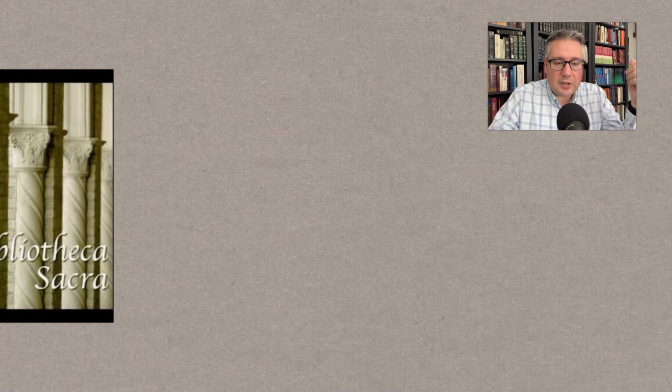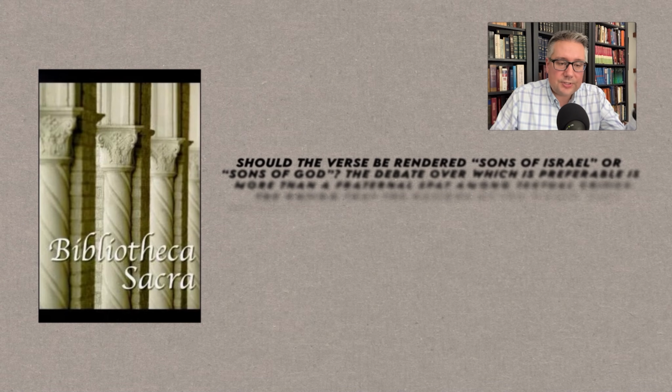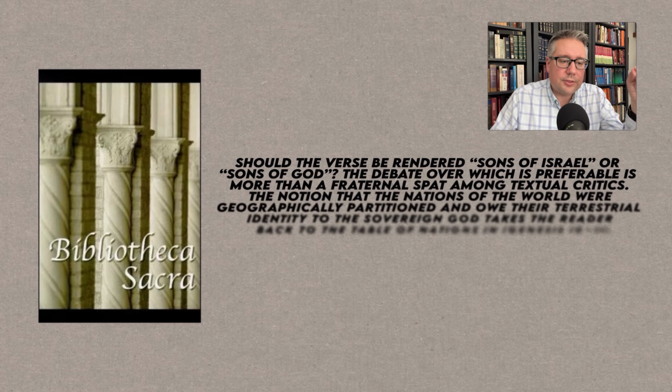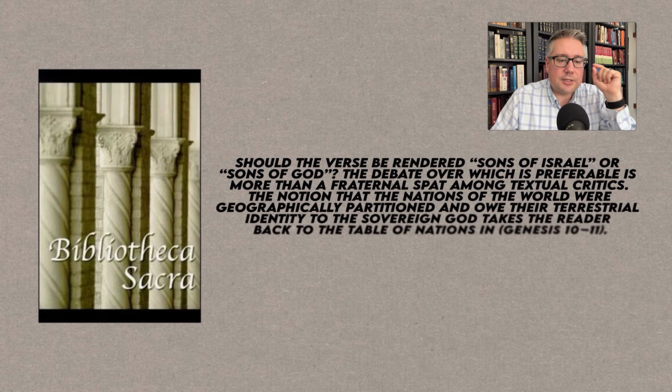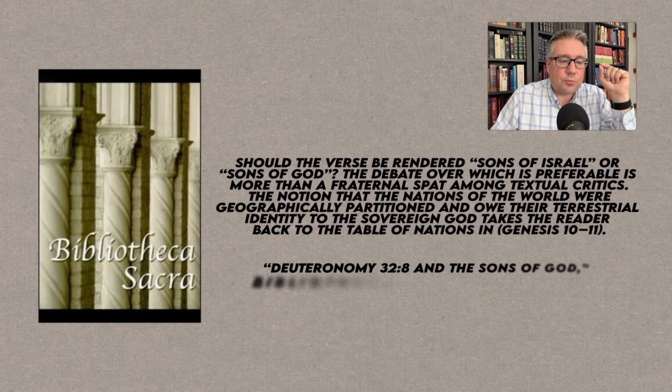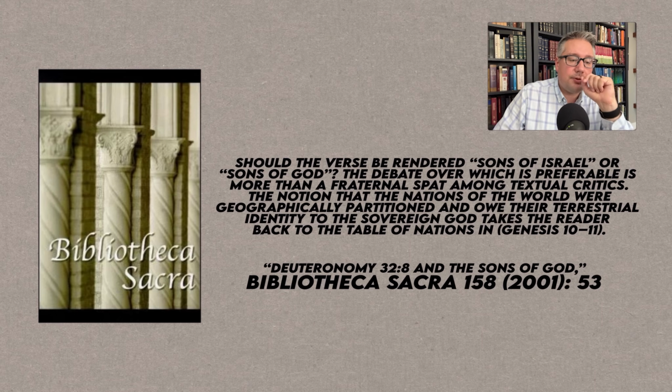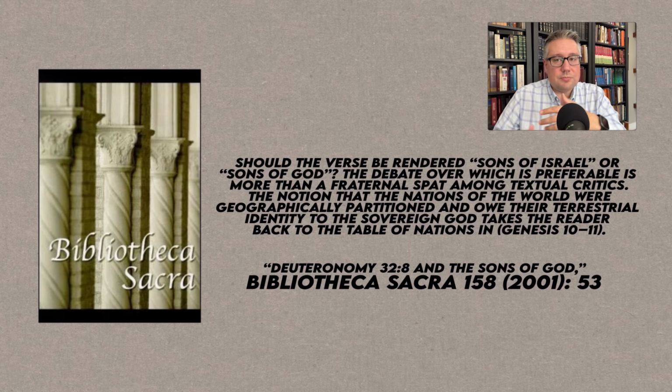And Michael Heiser, in his article, writes this: "Should the verse be rendered sons of Israel or sons of God? The debate over which is preferable is more than a fraternal spat among textual critics. The notion that the nations of the world were geographically partitioned and owed their terrestrial identity to the sovereign God takes the reader back to the table of nations in Genesis 10 through 11." So Heiser thinks this is a highly important text.